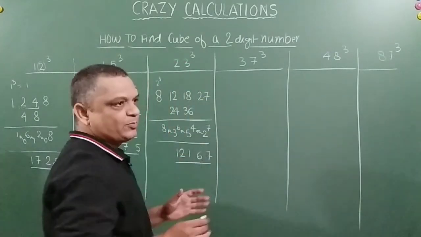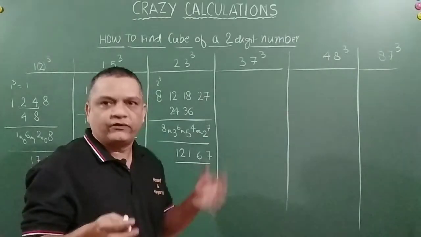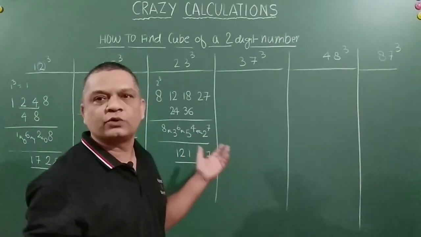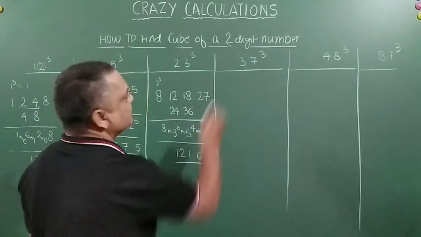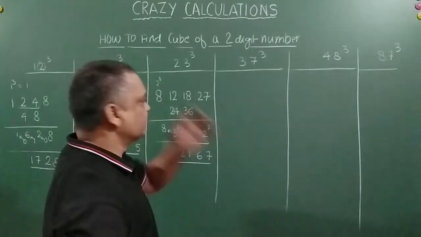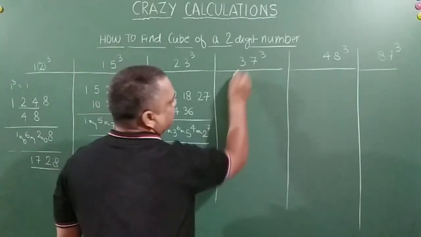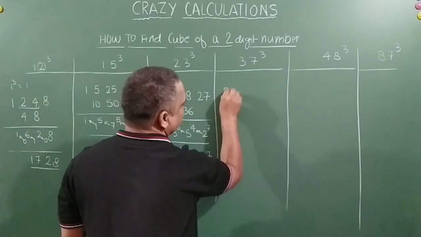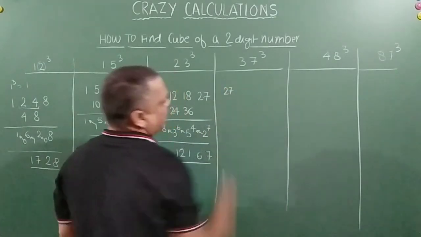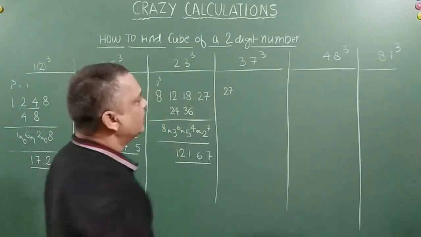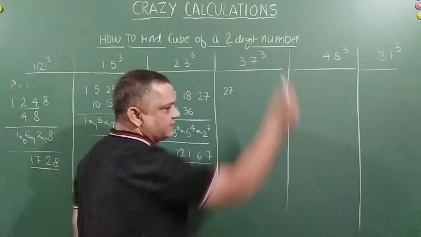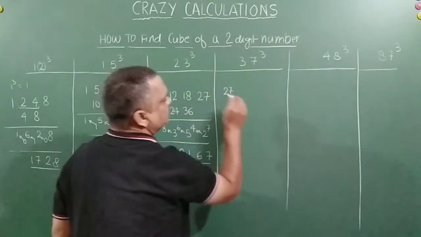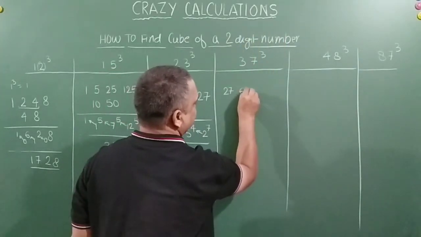So as I am explaining you, it is taking a little time, but when you actually do it in practice, it is not going to take that much of time. Let's say 37, friends. This will give you a little challenge. 3 cube. First digit has to be 3 cube. So I will fix it to 27. Correct? First digit, 3 cube. 27 divided by 3 is 9. 9 into 7 is 63.